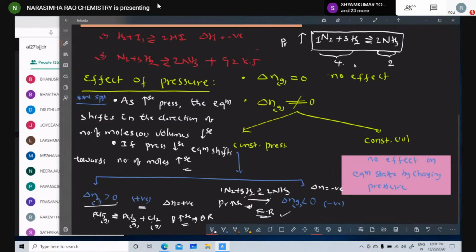Pressure increase: the number of volumes decreasing side is favorable. So reactant to product means forward reaction is favorable. Clear now, Varshit? Yes, sir.